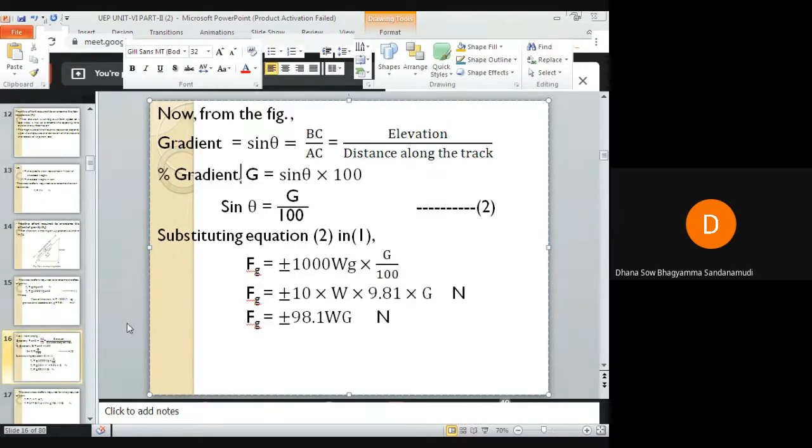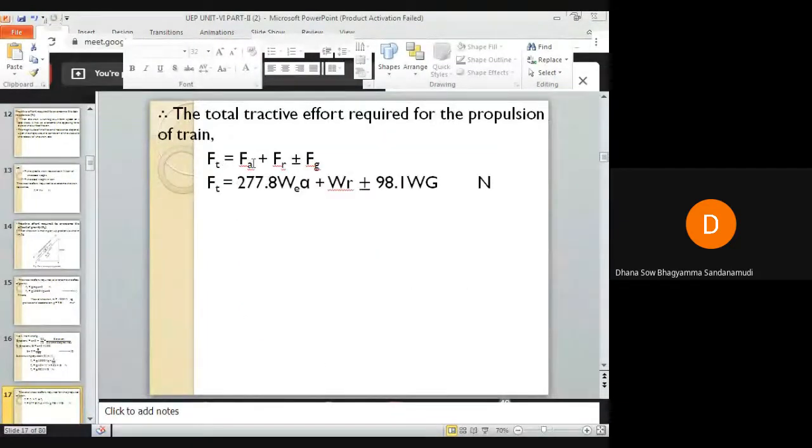So the total tractive effort Ft is Fa plus Fr plus Fg. What is Fa? 277.8 Wf alpha. What is Fr? It's Wr, and Fg is plus or minus 98.1 Wg. So you will consider plus whenever the train is moving upward, and minus whenever the train is moving downward.